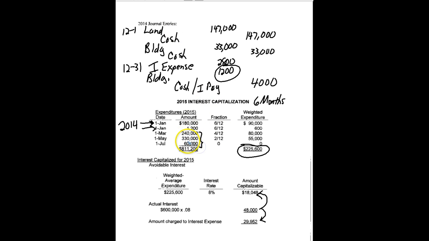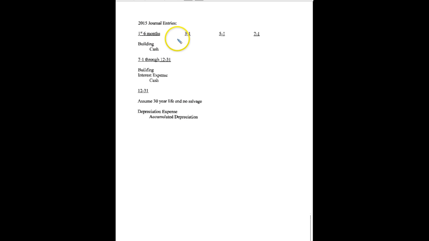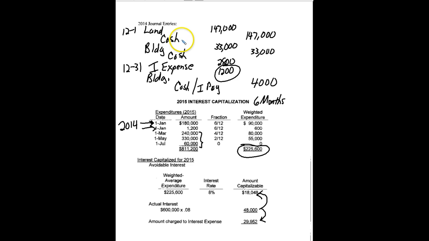First off, we're going to have a journal entry for these three right here. So for the first 6 months, on March 1, we had a $240,000 expenditure. So we capitalize that, construction costs in the building. And then on May 1, we had $330,000. And then on July 1, we spent $60,000 on construction, and we capitalized all of that because we're not using the building yet.